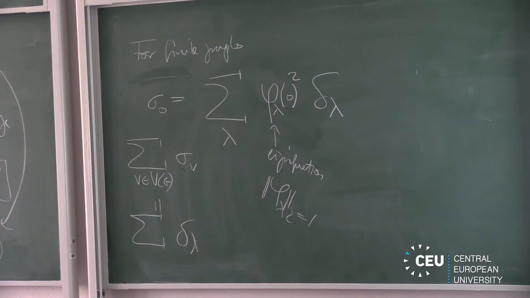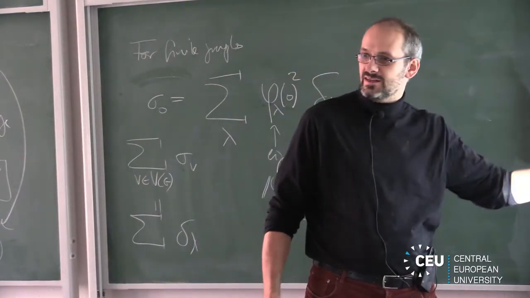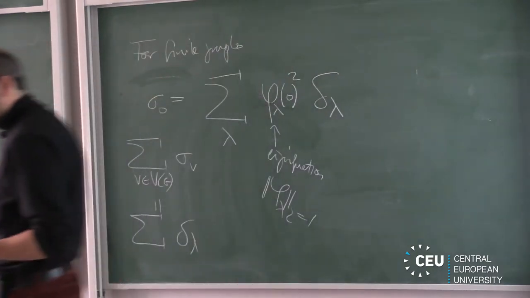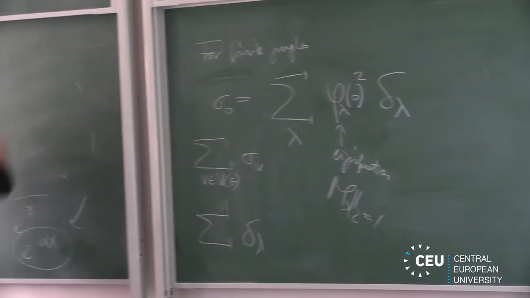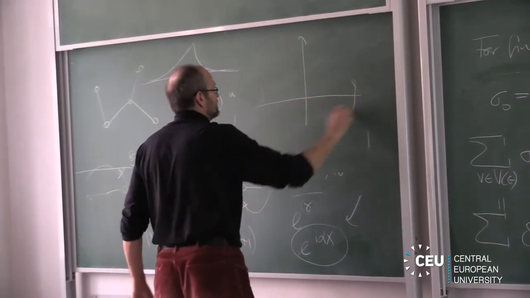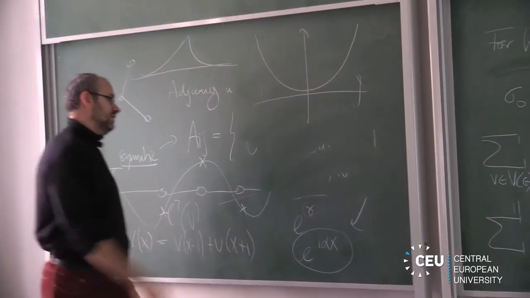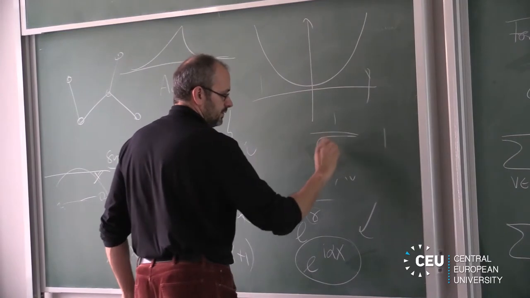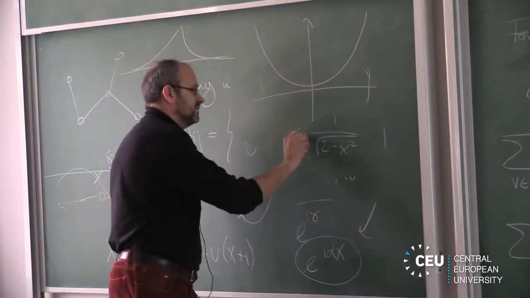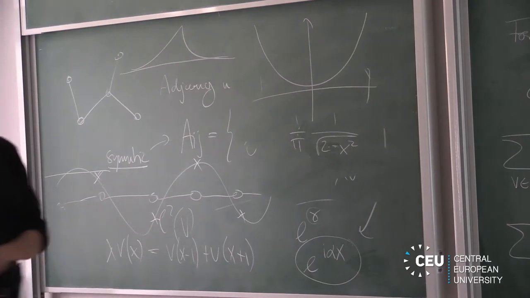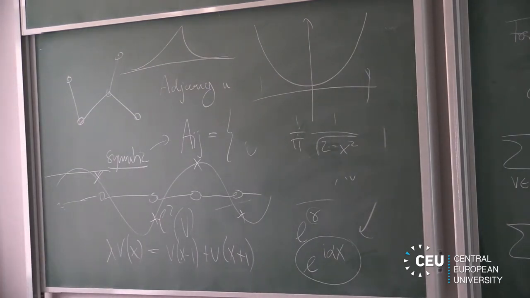It's very simple, and it's not so hard to check. It's a nice exercise that this holds for finite graphs. But for an infinite graph, there may not be eigenvalues, so this doesn't make any sense. So you can do it either through the spectral measure or like that. For example, for Z, the spectral measure is non-atomic. It's actually just the arcsine distribution. So the spectral measure for Z looks like this: 1 over pi times the square root of 4 minus x squared, something like that. That's the spectral measure for Z.